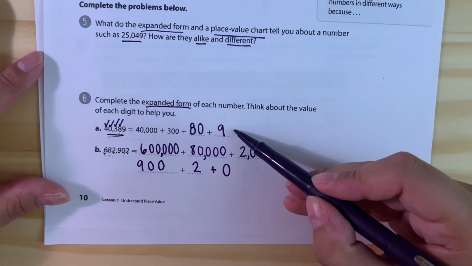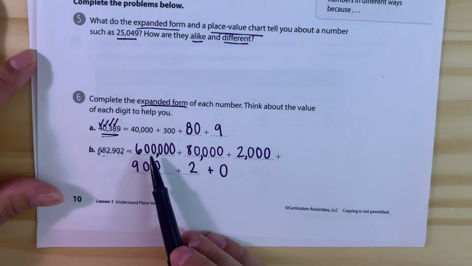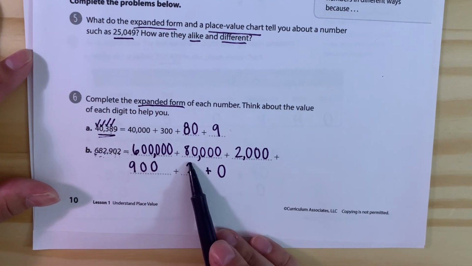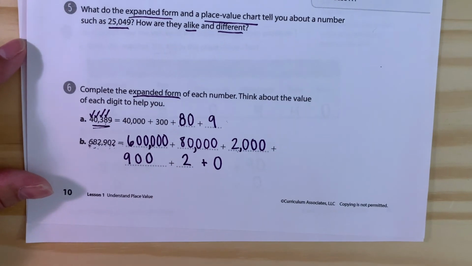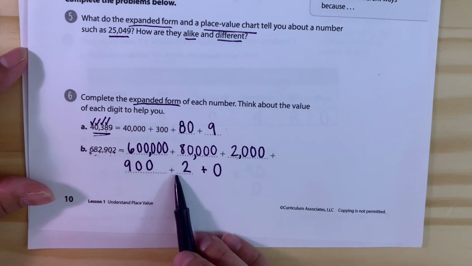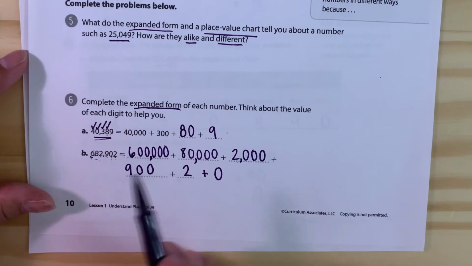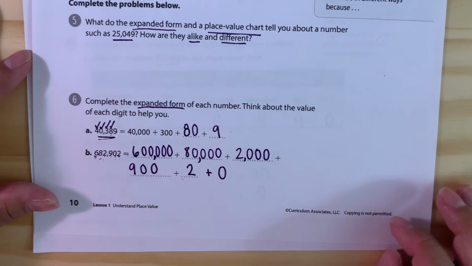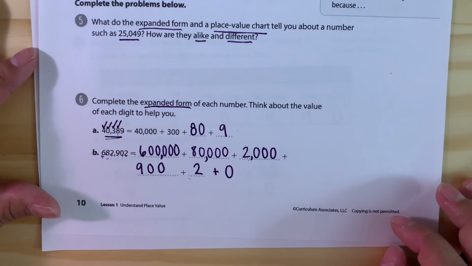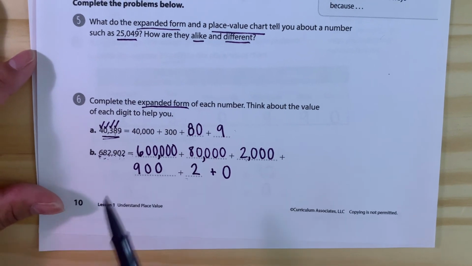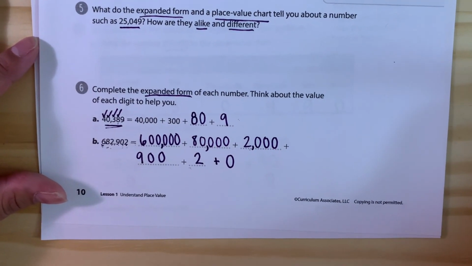And just like we did up here, we can check and add it together. So 600,000 plus 80,000 plus 2,000 plus 900 plus 2 plus 0 would give us 682,902. So we know we're right, and we know that we made the standard form into expanded form correctly.